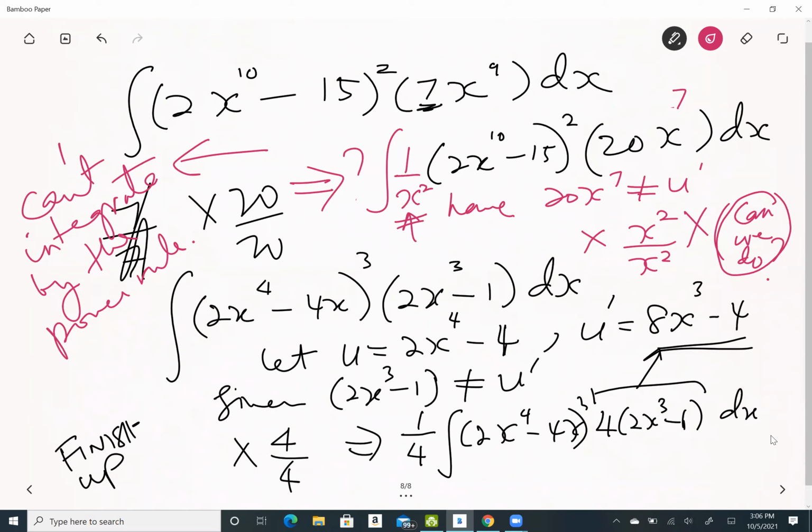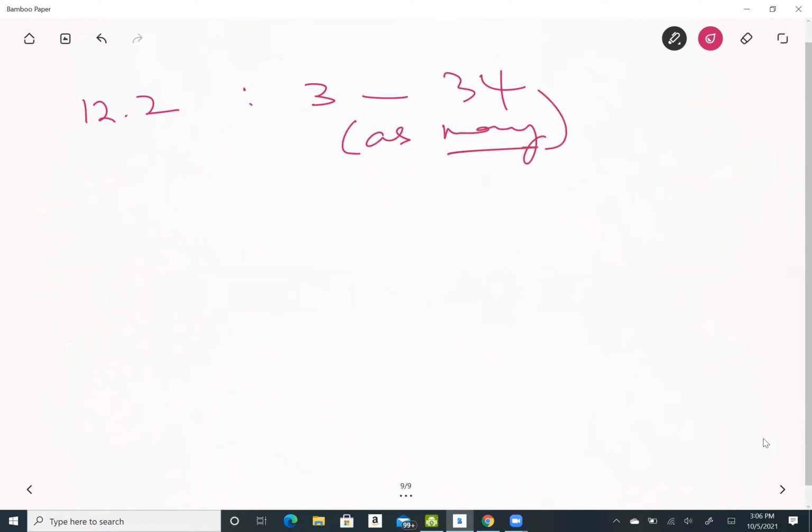So the power rule, basically that is 12.2. I give you 12.2 for the holiday. We have a 1 week holiday, Hari Raya, we cannot go anywhere, so stay home and do the questions. In 12.2, do from 3 up to 34. Do as many as you can. You may not have to do all, but if you can, that's good. Do as many as you can until you feel comfortable applying the general power rule.